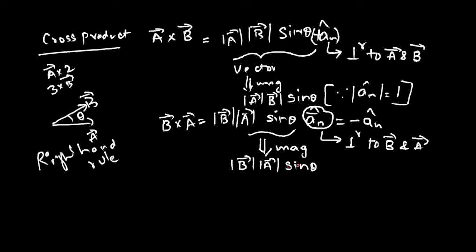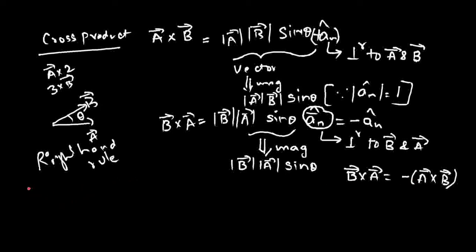So the relation between B cross A and A cross B is: B cross A is equal to minus of A cross B. So they are not equal. B cross A is not equal to A cross B. So the commutative property is not satisfied in this case.